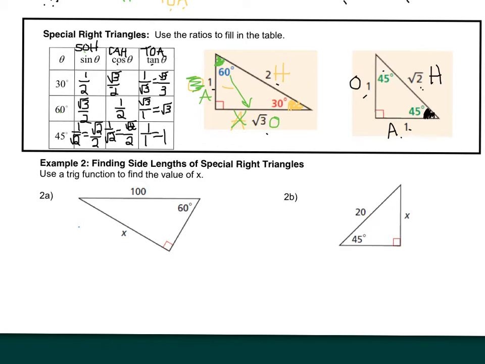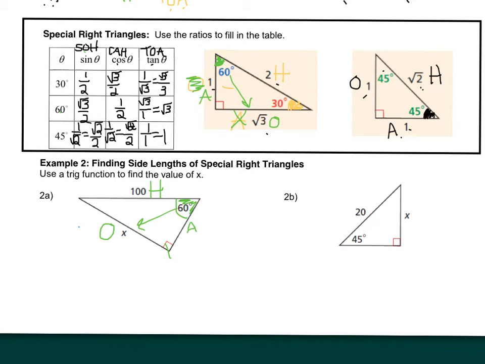So let's use those to find the lengths of these special right triangles. We could just use the table and all of the relationships that we were using before, but now we can use SOHCAHTOA. We have the 60-degree angle right here. Let's label O, A, and H. Across from the 90 is the H. Across from the 60 is X, that's the opposite side, and A would be over here. All we need to do is find X.